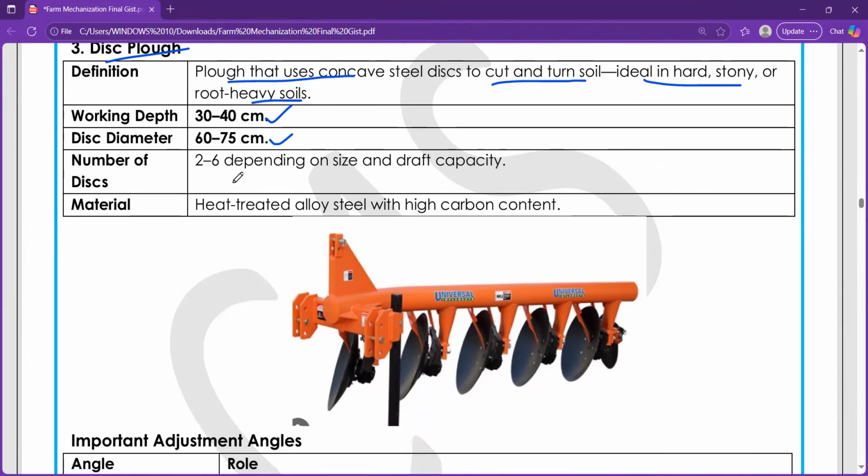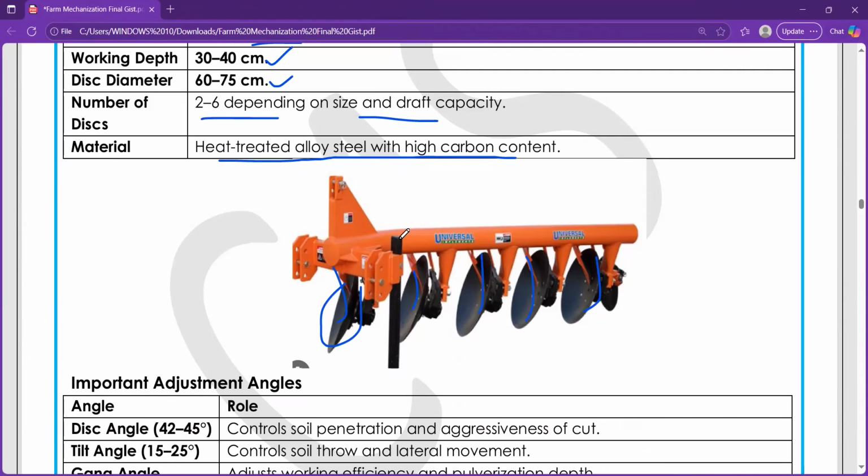The number of discs generally kept is 2 to 6, depending on the size and draft capacity. These are discs, no. So how many you can keep depends upon the size and draft capacity. The disc material is generally heat treated alloy steel with high carbon content, because these kinds of steels have very little wear and tear.